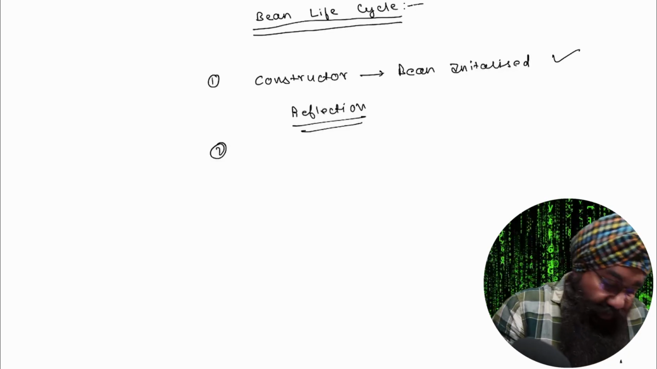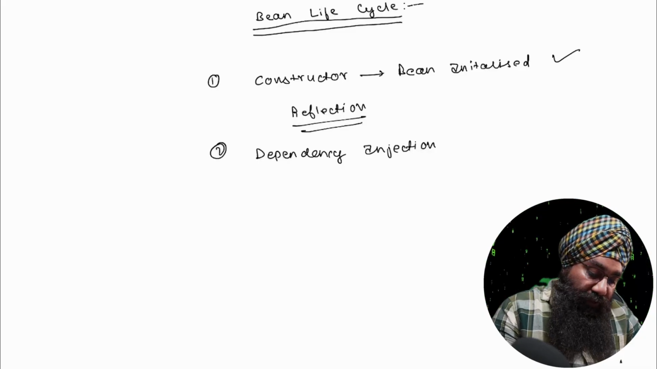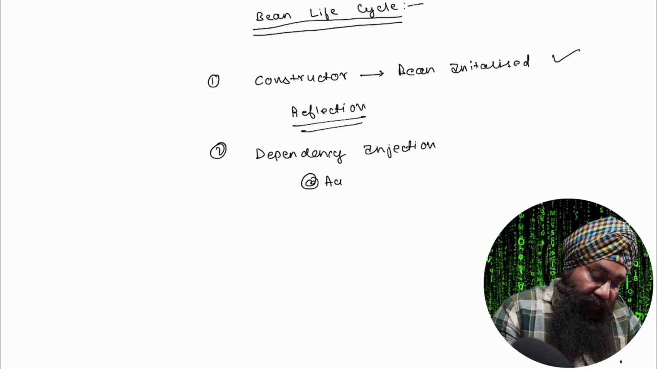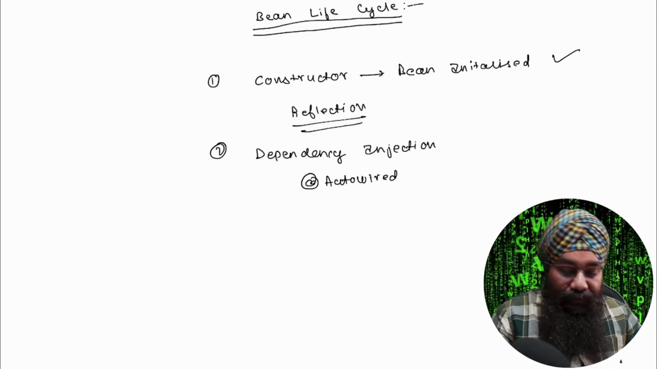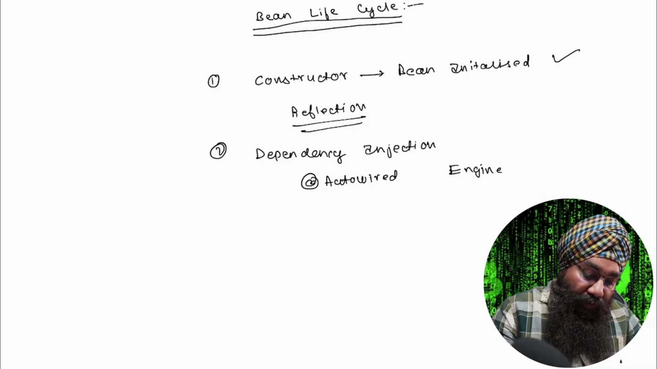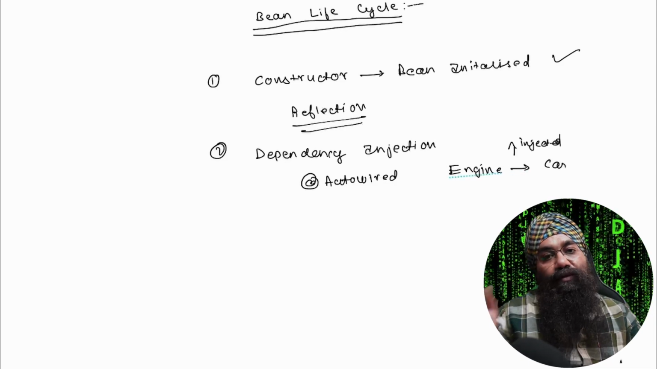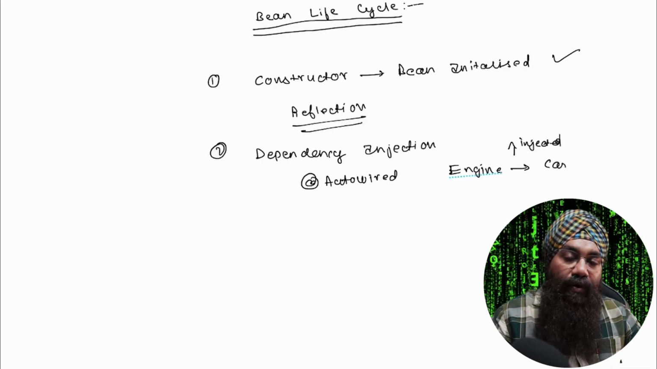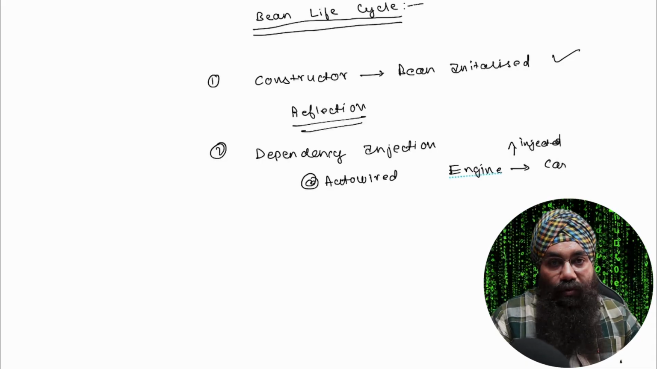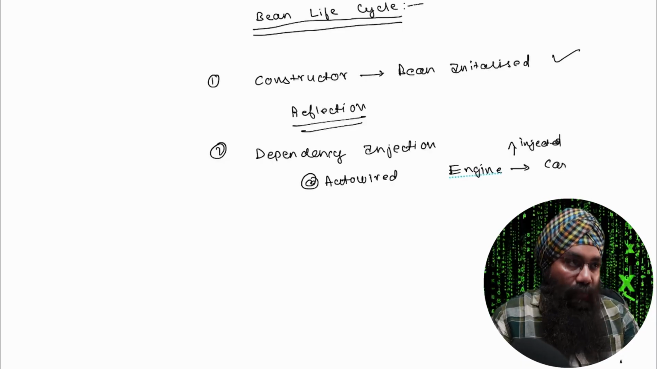The second is dependency injection. Whatever properties you have marked with Autowired, all those properties, for example engine, will be injected into car. What you have marked, the injection will happen. So this is the second and a very essential step with respect to the Spring framework. This is called dependency injection. It is also a mandatory step.